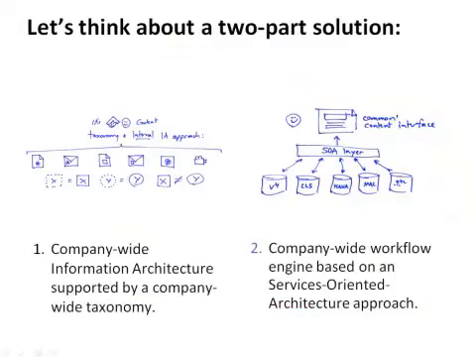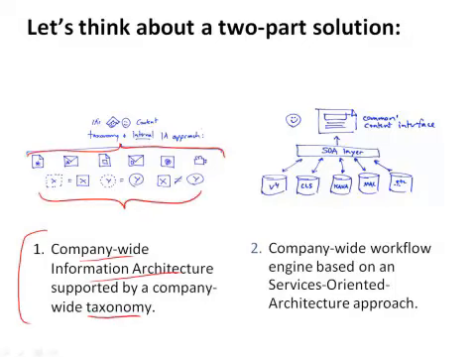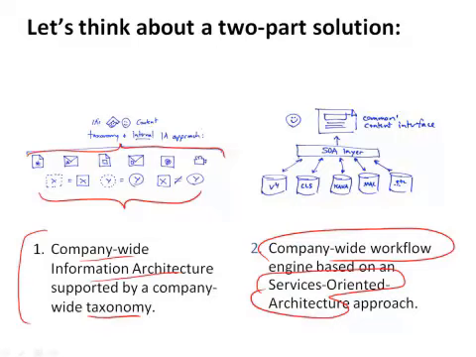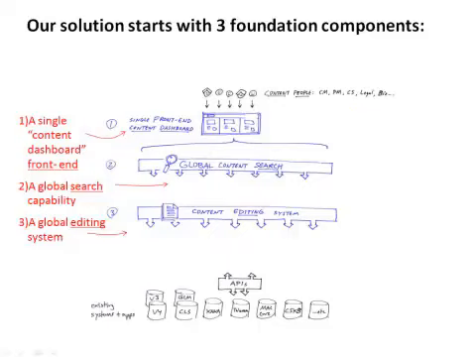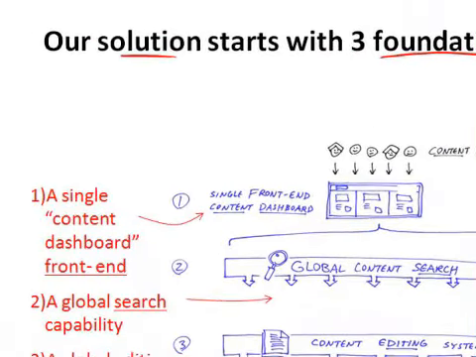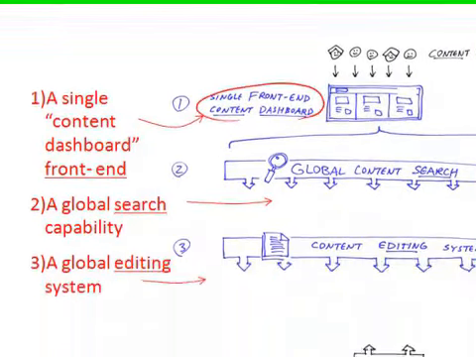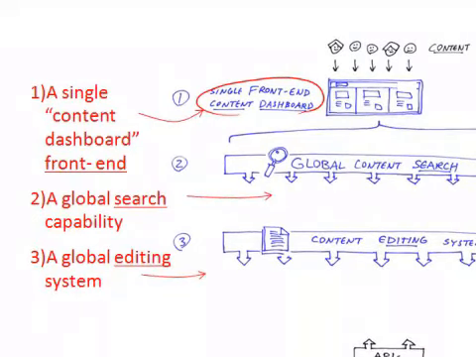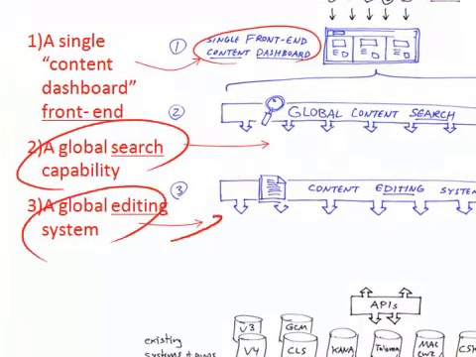So we have a solution, which is represented by two baby flowcharts. One, we propose that there be a company-wide information architecture supported by a company-wide taxonomy, and that company-wide workflow engine could be based on a services-oriented architecture approach, which simply means layers, without needing to rebuild the entire system. So from our flowchart solution perspective, we said our solution starts with three foundational components. 1, a single front end. 2, global search capability. 3, a global editing system.